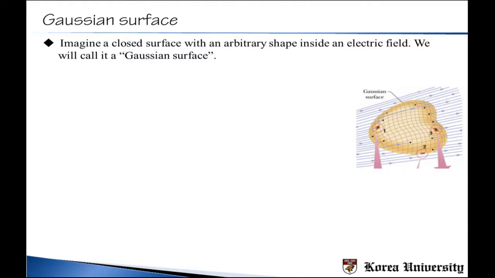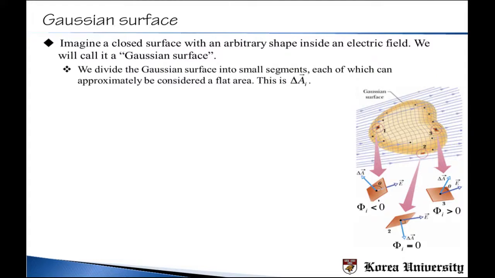And eventually what you want to do is an integration of the electric field around the entire surface. So in order to do that, you have to first divide the entire surface into many small pieces, and let's call each piece delta A_i vector, okay?